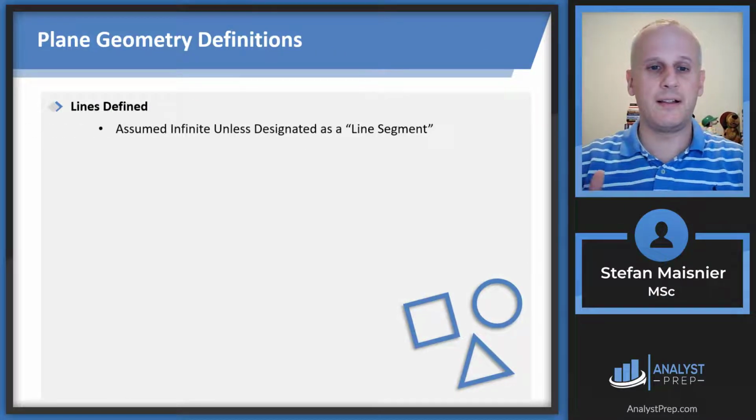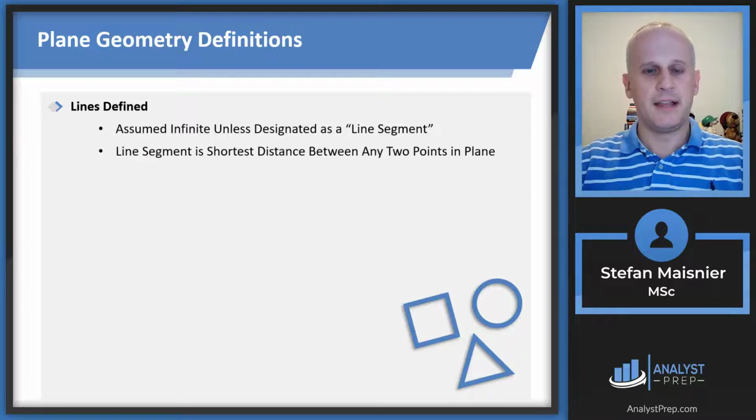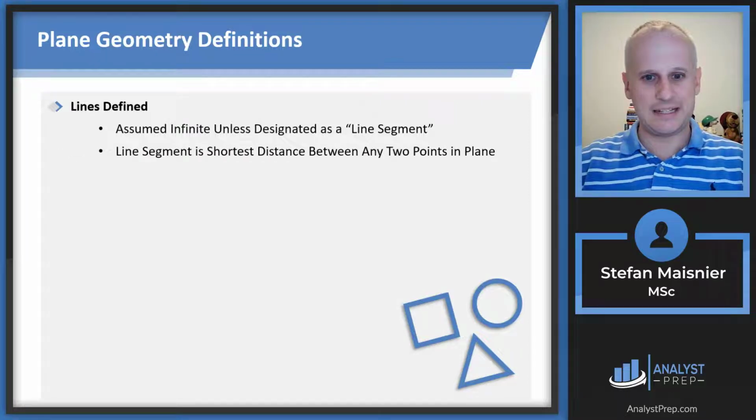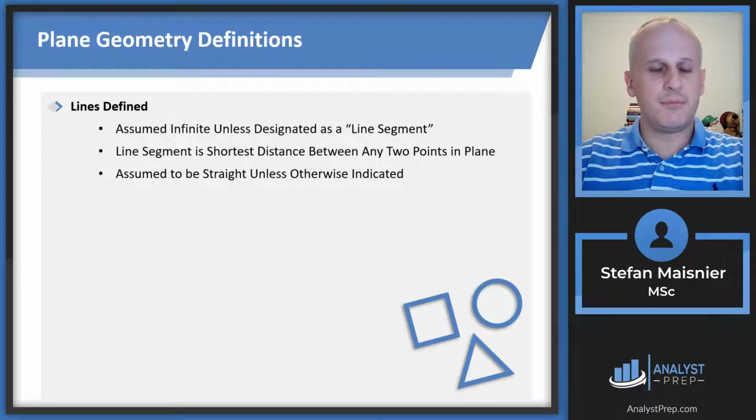Now, a line is assumed in the plane to be infinite unless it's designated as a line segment. And if you're talking about a line segment, it is technically the shortest distance between any two points, in the coordinate plane. Now, it is assumed to be a straight line unless it is otherwise indicated.